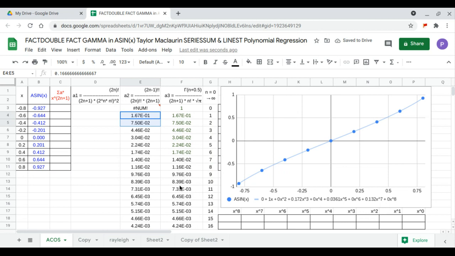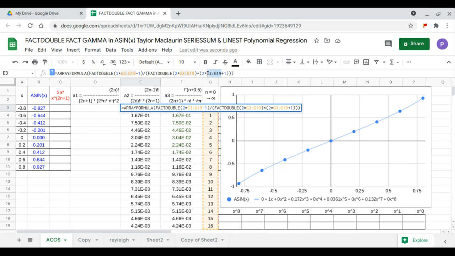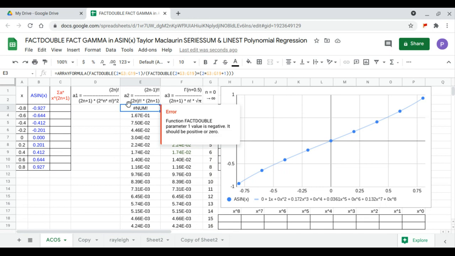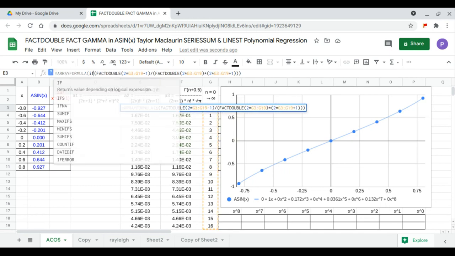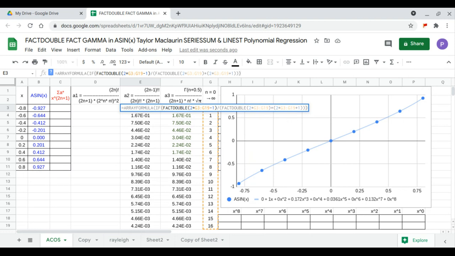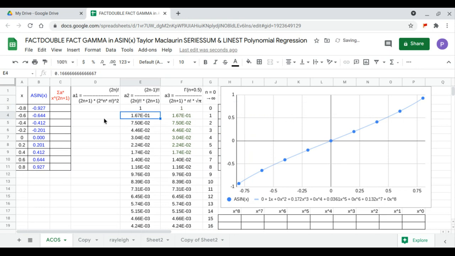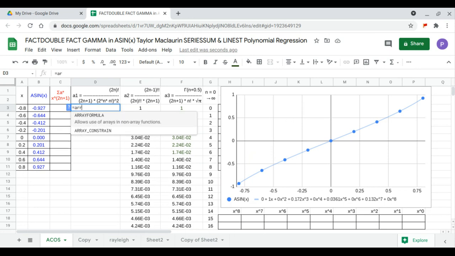Their values are exactly the same up to this portion, but we'll correct this. So if n is 0, it should be 1. So we'll correct this. If n equals 0, then it's 1. Otherwise, calculate. Now it's corrected.